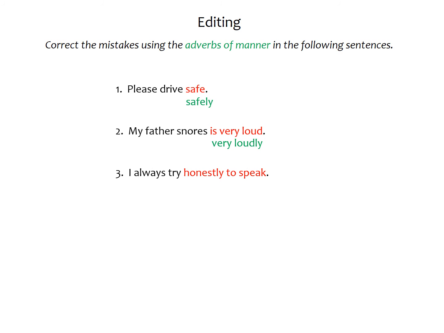I always try honestly to speak. The correct way to say this, I always try to speak honestly. So we changed the word order to put honestly at the end to make it clear that we are describing how I speak and not how I try, right? Because both try and speak are verbs here. So we need to make sure it's clear which verb we are modifying in this case by putting it after speak.